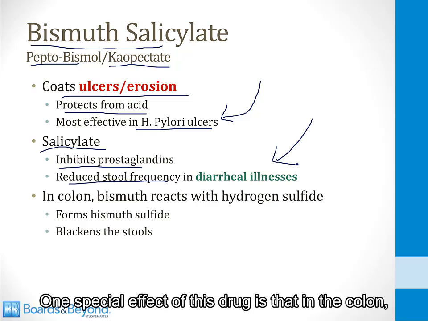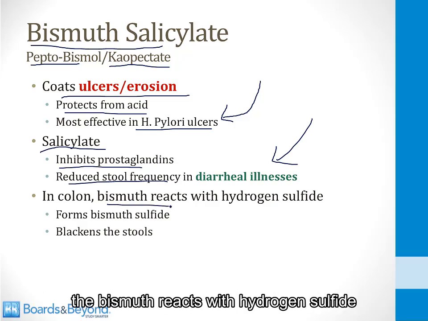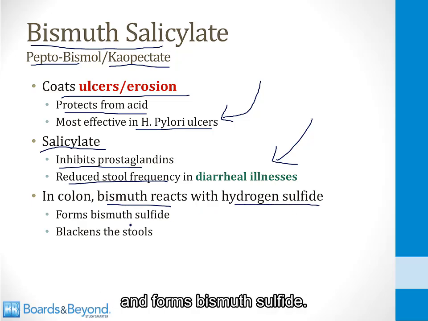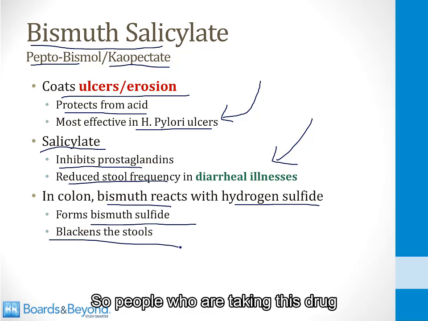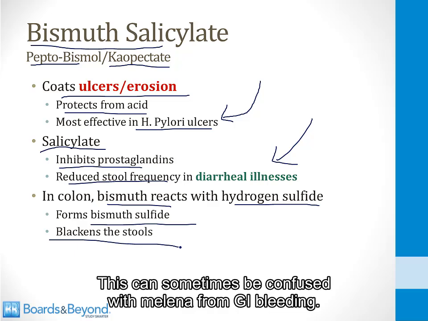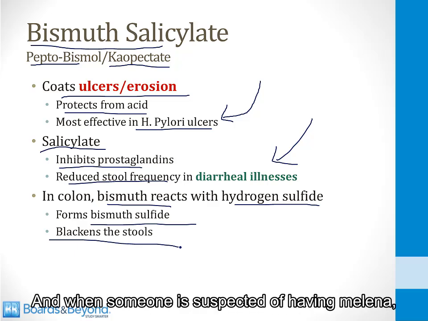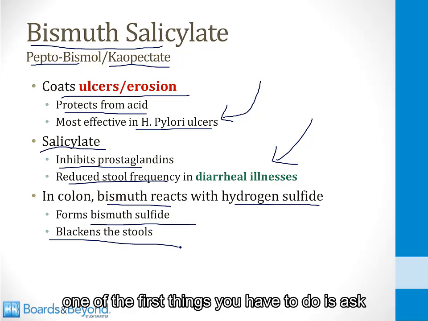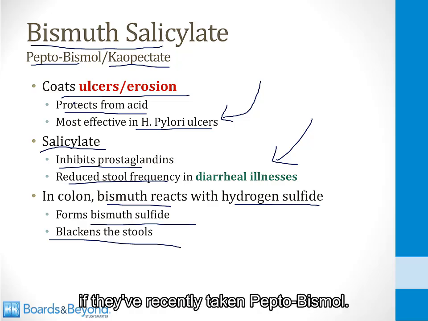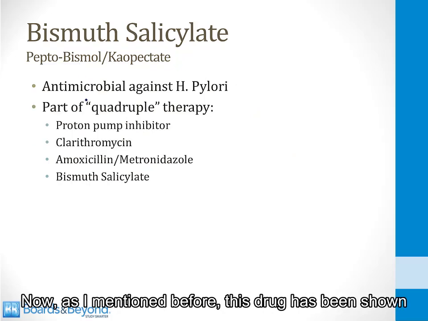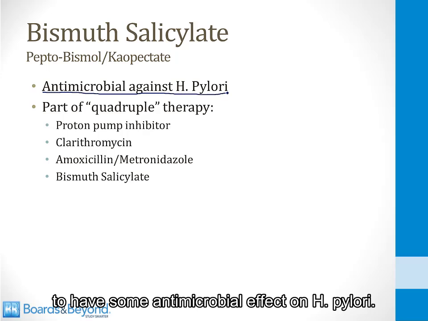One special effect of this drug is that in the colon, the bismuth reacts with hydrogen sulfide and forms bismuth sulfide. This will blacken the stools. So people who are taking this drug will notice jet black stools. This can sometimes be confused with melena from GI bleeding. And when someone is suspected of having melena, one of the first things you have to do is ask if they've recently taken Pepto-Bismol. Now, as I mentioned before, this drug has been shown to have some antimicrobial effect on H.